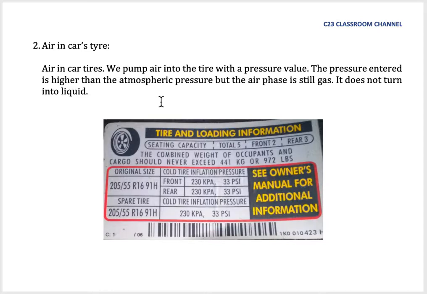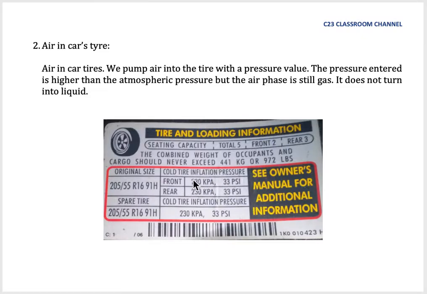The pressure entered is higher than the atmospheric pressure, but the air phase is still gas. It does not turn into liquid. So I think everybody could drive, everybody knows about tires and how to pump air into tires. So this might be the common level that we could see in our car. It means we have to put around 230 kilopascal in our front tire for this car to make sure.